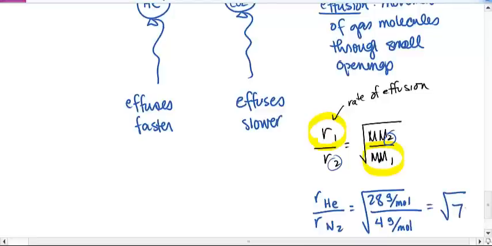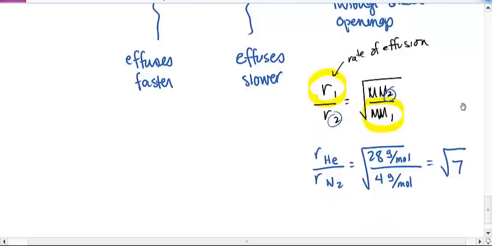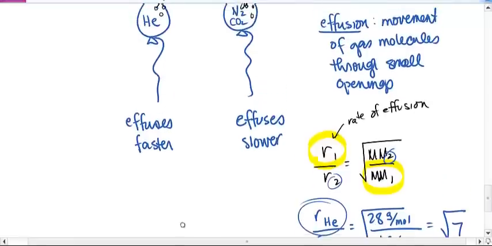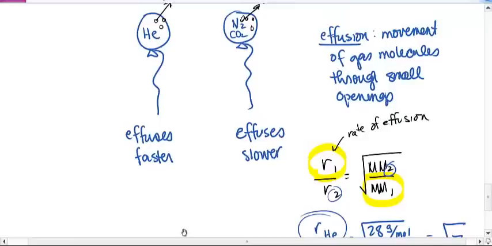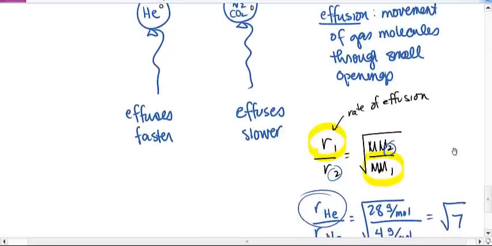So I don't know what that is. So the square root of 7, which is somewhere between 2 and 3, 2 point something, that means that helium will effuse 2 point something times faster than nitrogen. And based on what we talked about, that makes sense. The helium molecules are going to fit through the openings more easily. They're more likely, if they hit an opening, to go through because they're smaller.